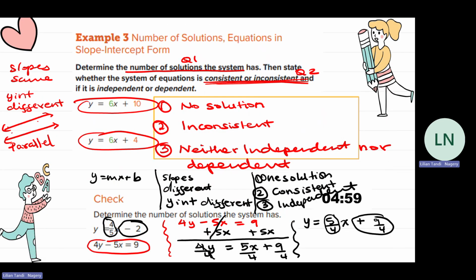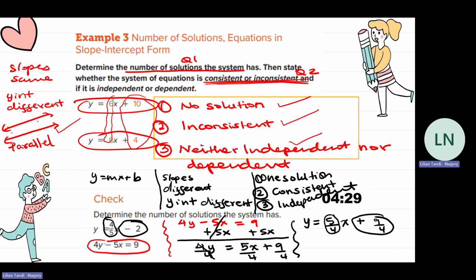Then we came over here: find the number of solutions in slope-intercept form. Determine the number of solutions. So the same thing. We looked at the slopes. We say the slopes are the same. The y-intercepts are different. So we said our lines are parallel. If our lines are parallel, we will have no solution. We will be inconsistent. We'll be neither independent nor dependent. Okay? So the same thing here.